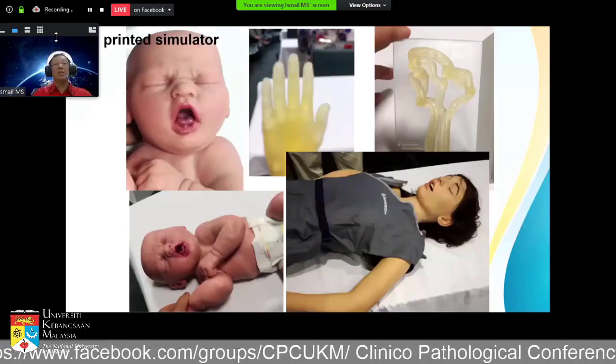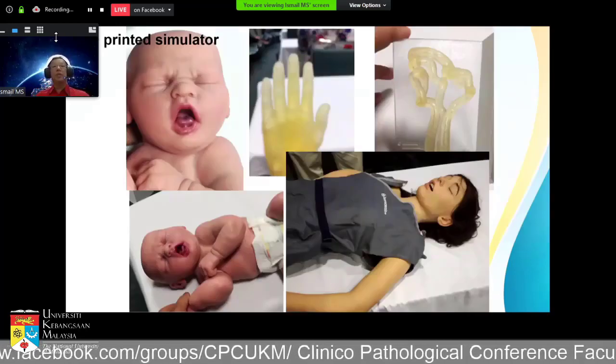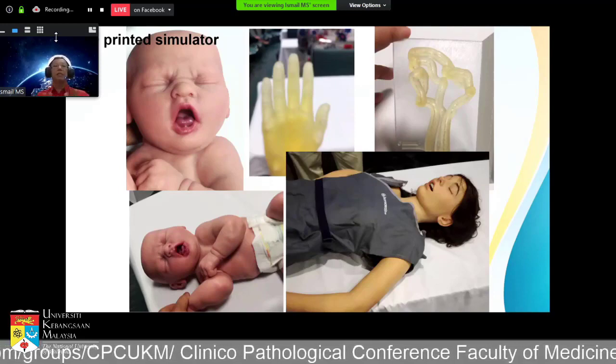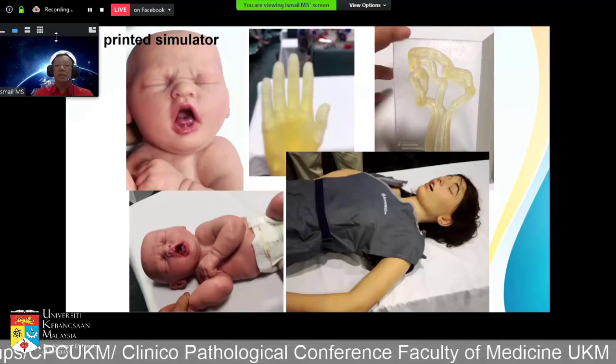Next, these are some of the 3D printed simulators, which are already available, and they can print the whole person actually if you want to.